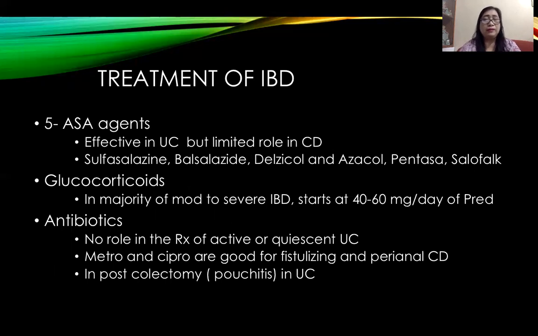So how do you treat them? These are the pharmacological drugs being used for the treatment of inflammatory bowel disease. Now, your 5-ASA agents are effective in ulcerative colitis, but have a limited role in Crohn's disease. So what are these 5-ASA agents? You have sulfasalazine, balsalazide, Delzicol, Asacol, Pentasa, and Salofalk, which are available in the Philippines.